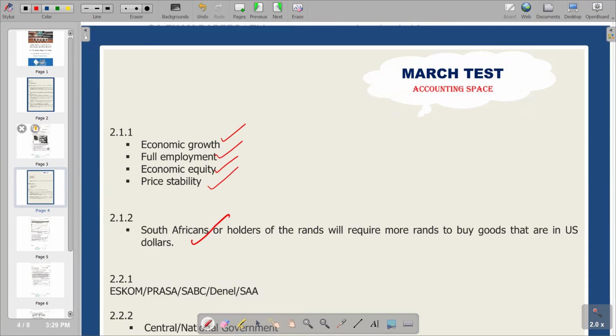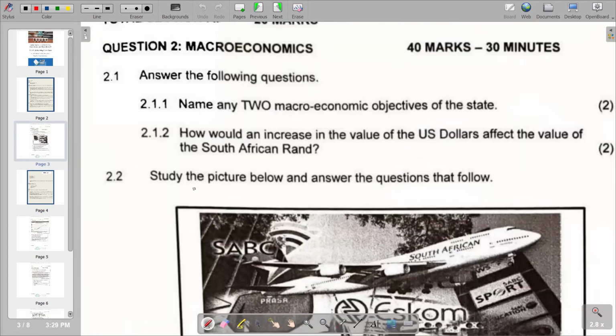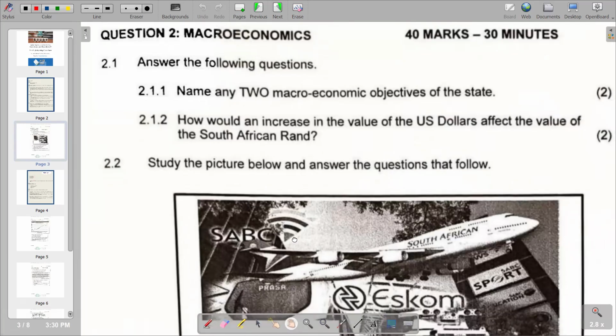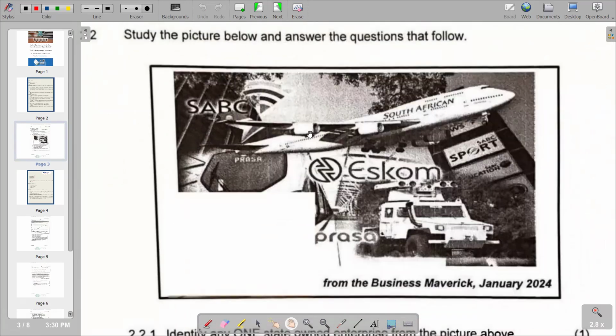Then moving on to the next question, it says study the picture below and answer the questions that follow. So you are given a picture whereby you are seeing that we have got SABC here. We have PRASA here. We have got the South African Airways. We have got SABC Sports. We have got ESCOM. So those are some of the names that we can see there.